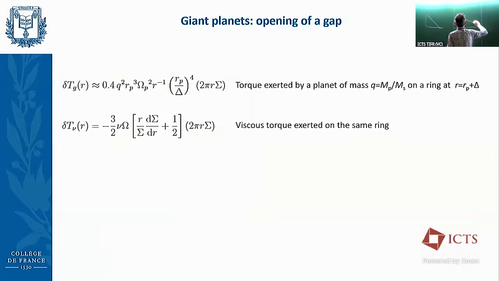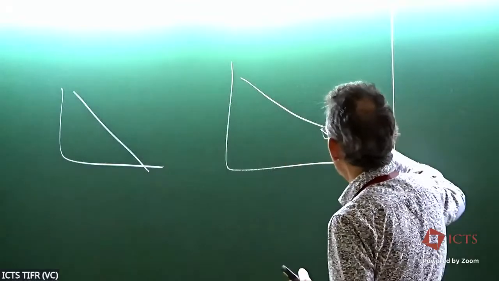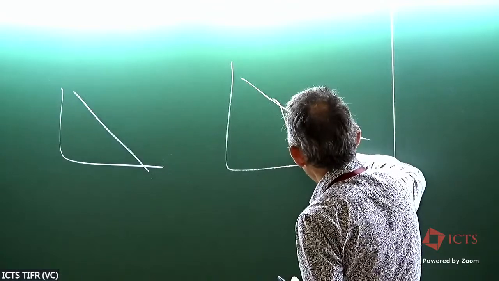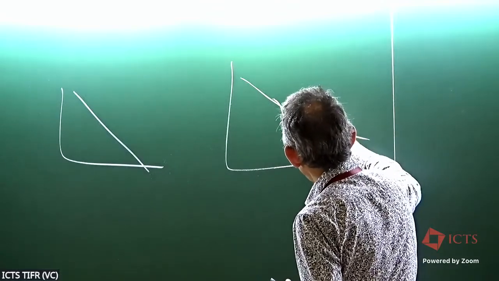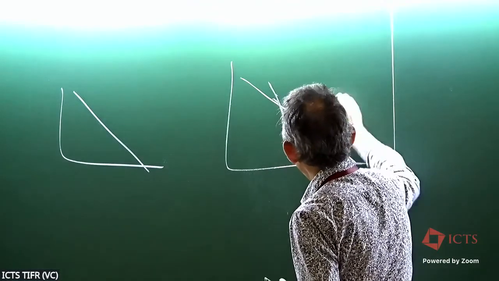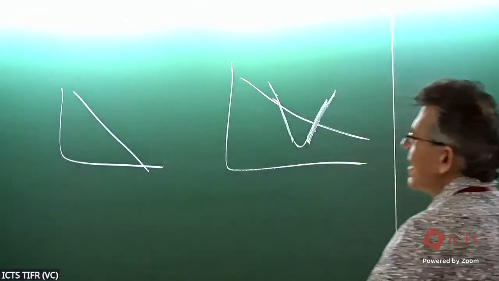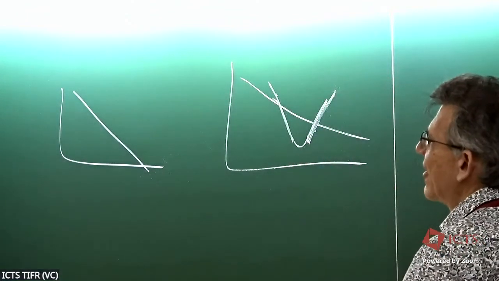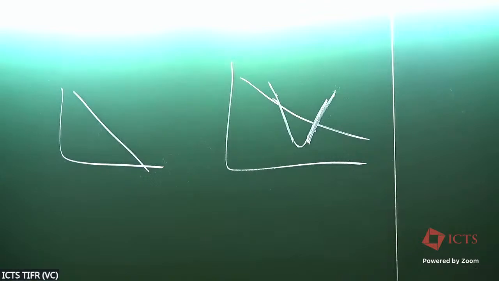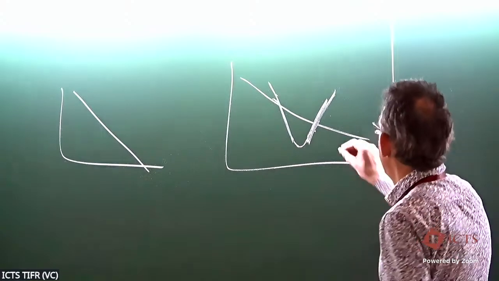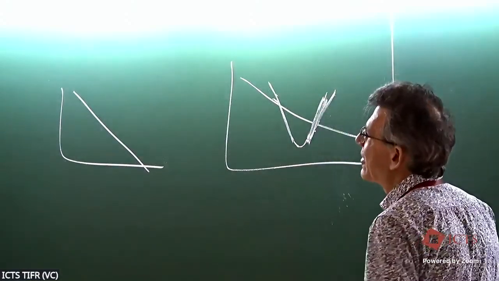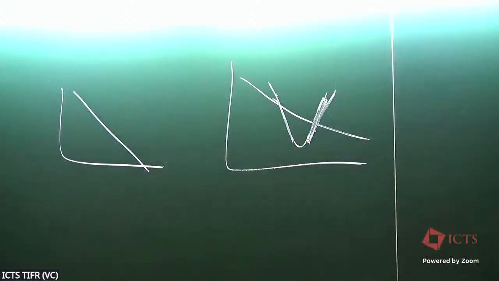So with the disk like this, the gradient is relatively smooth, but the planet starts to open a gap, and so the gradient becomes very, very high here and here. And so the viscous torque becomes stronger and stronger. So you have a competition. The planet torque tries to push the gas away, but as you push the gas away, it makes the gradient steeper, and this enhances the viscous torque.